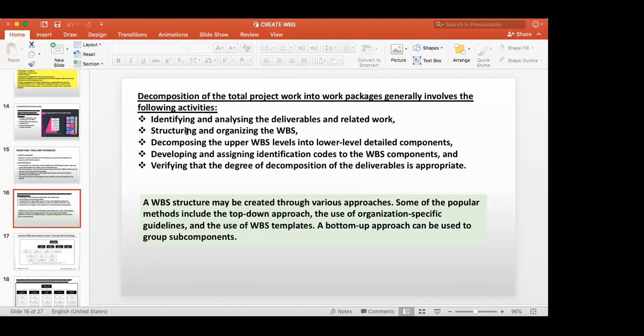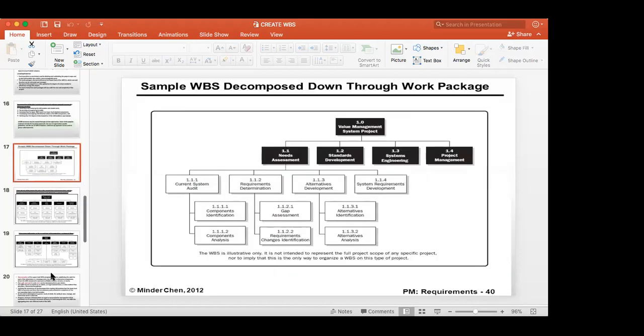We learn in the morning. ඒ වගේ, right? Decomposition of the upper WBS level into lower level detail components. Developing and assigning identification codes, that's a procedure. It was like again, the make it අන්තිමට කියනවා.